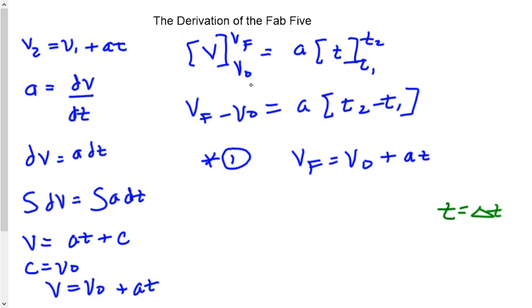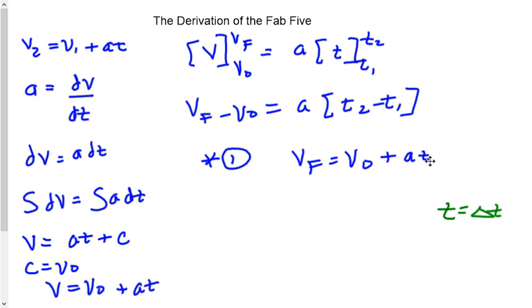Now applying it as a definite integral, the left side would be the integral of dv from v naught to v final, equals a times the definite integral of dt, from t1 to t2. So doing so, this becomes v final minus v initial equals a times (t2 minus t1). Moving this to the other side, our first Fab 5 equation then is v final equals v initial plus at.